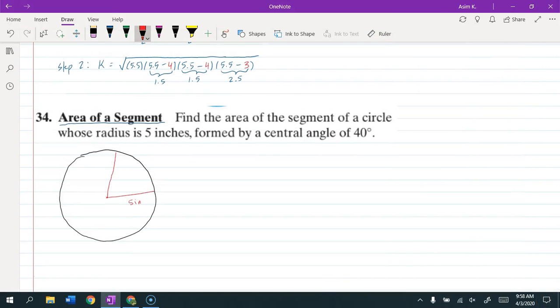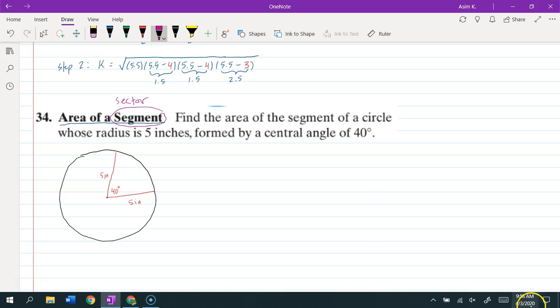So this is also 5 inches, like that. And you have a central angle of 40 degrees. Now, here is a way to misunderstand this that says segment. It does not say sector. Okay, it does not say sector.